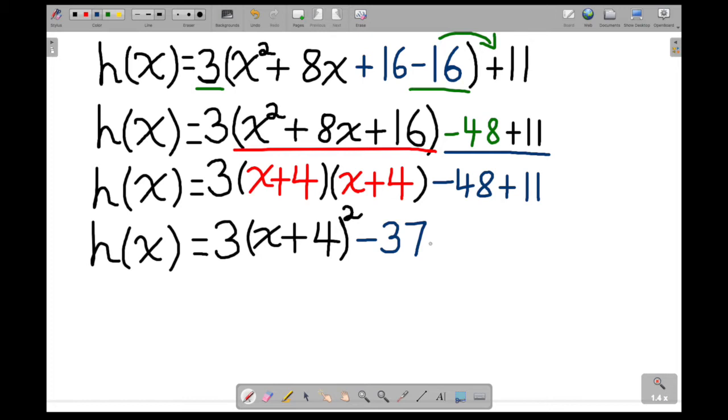So now, the last part is to add the numbers. Here I did the factoring and adding in the same step, but if you want to, you can have them as different steps.